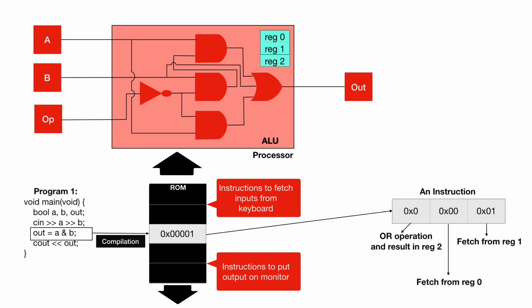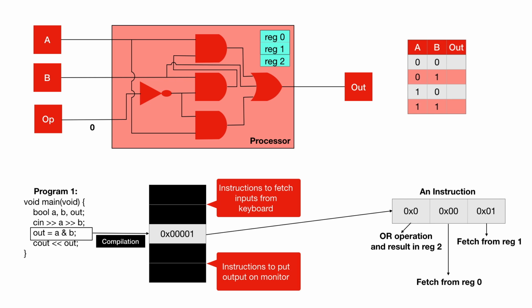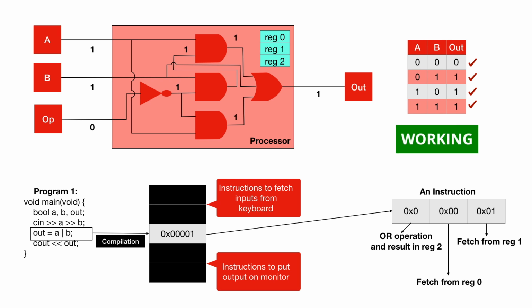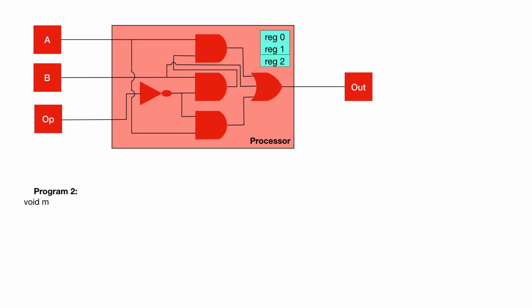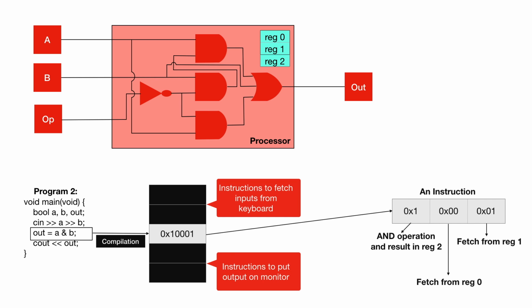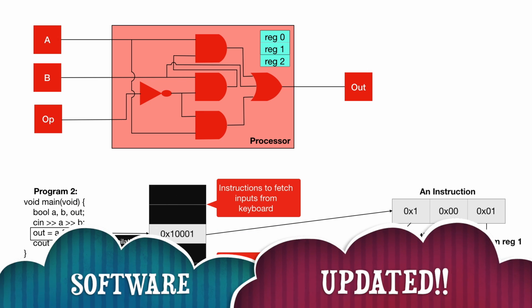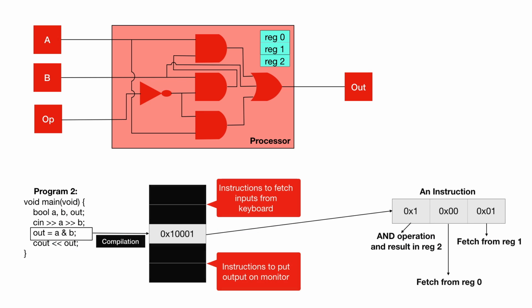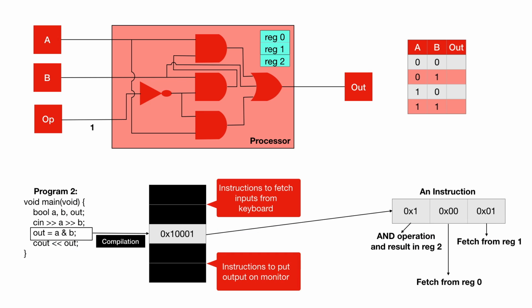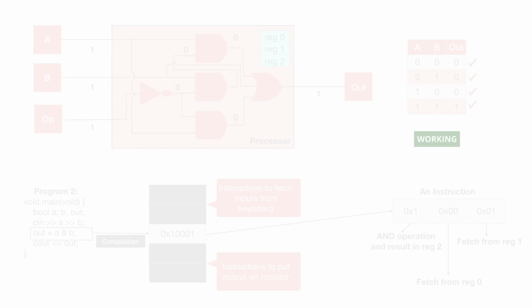Now that we have loaded our program, let's see if our computer works with the test inputs. Looks like program 1 ran well. Let's change the program now. All we need to do is recompile the new code and update the ROM memory, and voila, the computer software is updated. Let's see if it works with the test inputs. So our computer indeed works as designed.